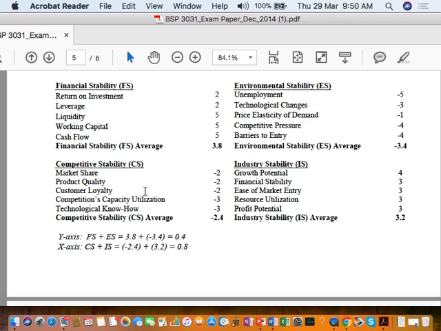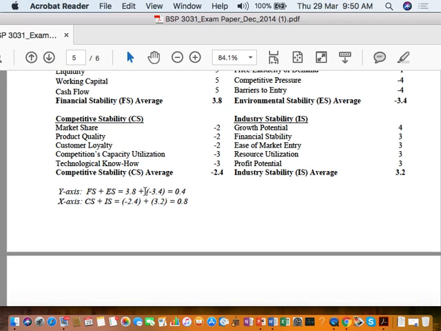Competitive barriers to entry, it seems like there might be some barriers, not a lot, but some barriers to entry. You see what I'm saying? So you can look at the competitive position again. Market share, is that good for the company or bad?